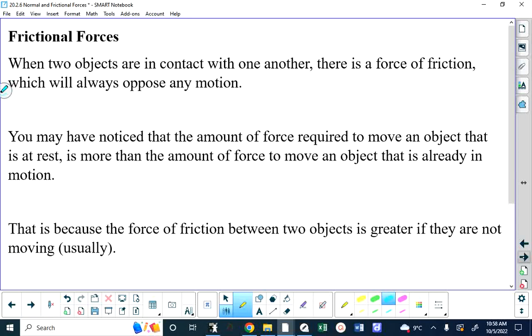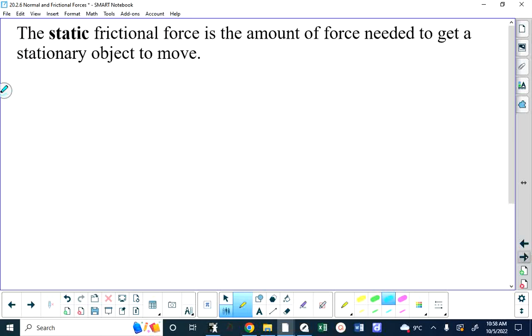The force of friction between two objects is usually greater if they're not moving, and I say usually because there's always going to be exceptions. There are 2 types of friction. Static friction, and that doesn't have anything to do with electricity. Static frictional forces are the frictional forces when an object is not moving. It's the minimum force needed to get an object to move.